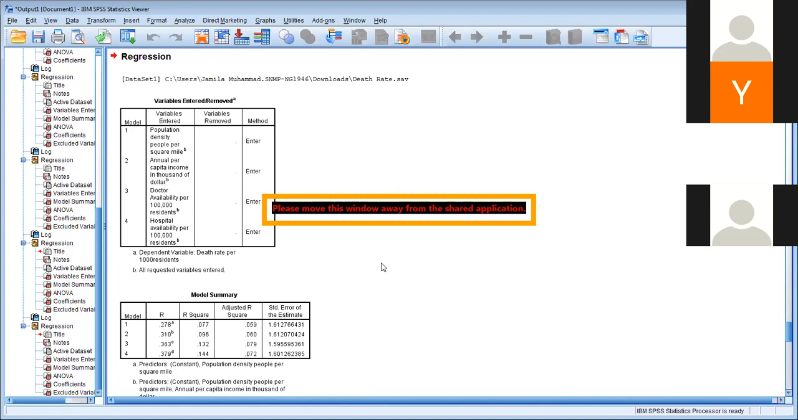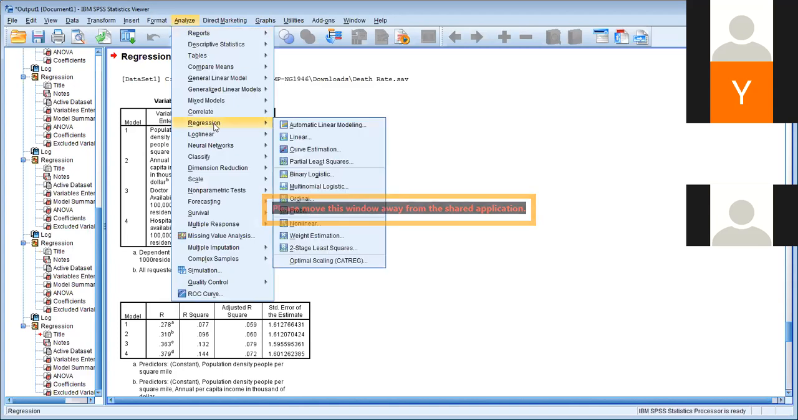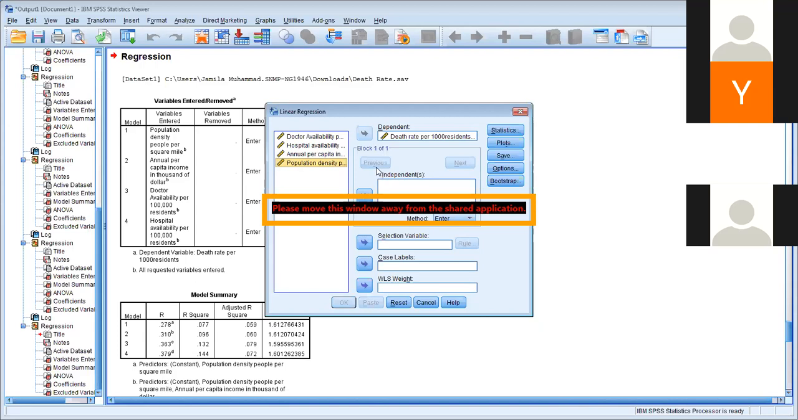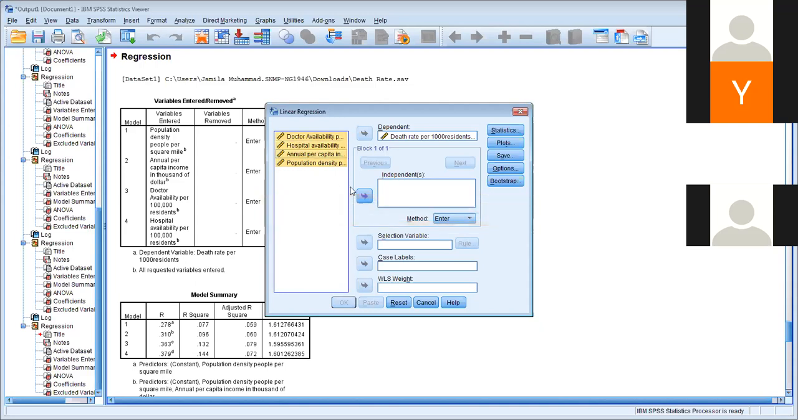So let's do it now and put everything at the same time, just like what Dr. Prof said. You have to go back and remove each of them, do previous, and remove hospital, go to previous and remove doctor, go to previous, remove annual, population density. Now you can just copy all of them. Control A, move everything in.